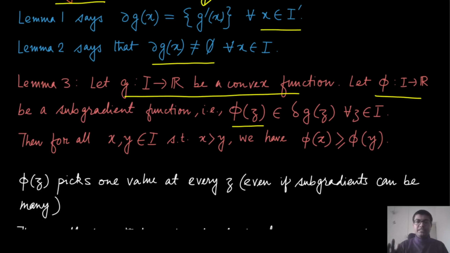Now if you fix that function phi, then what we can say is that for all x and y, this subgradient function will be non-decreasing. A very simple way to look at it is that when the convex function we are dealing with is differentiable at all points, then the derivative of that convex function should be non-decreasing. That is one of the requirements of a convex function. So it is actually generalizing that. It is saying that if you have a subgradient function, that will also be non-decreasing.